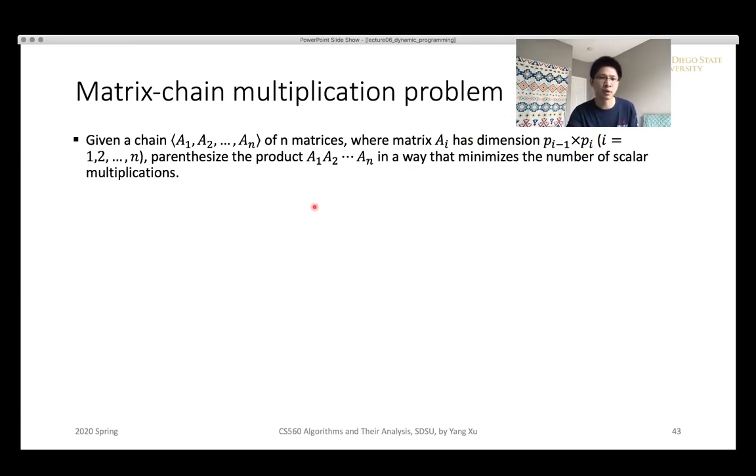So the problem is to parenthesize the products A1 times A2 times A3 until AN in such a way that the number of scalar multiplications is minimized or optimized. So that is a general definition of the problem.